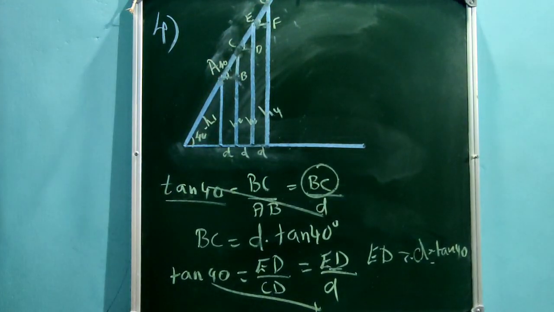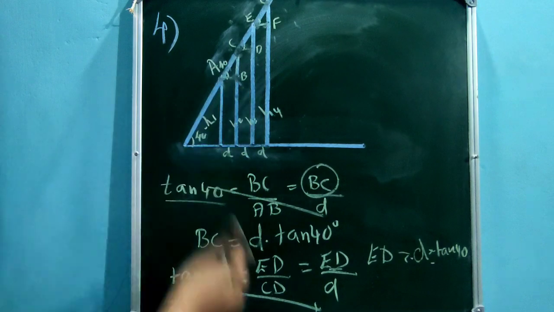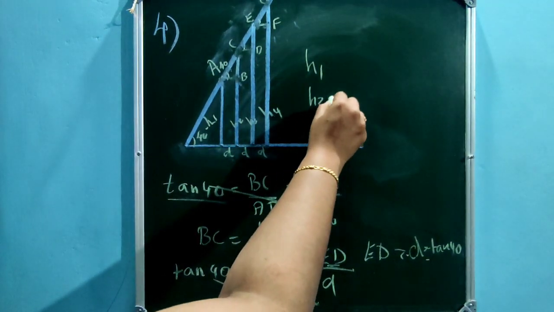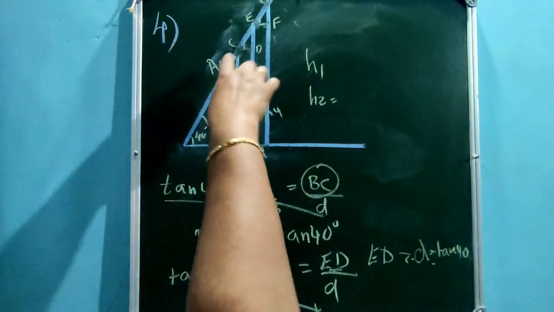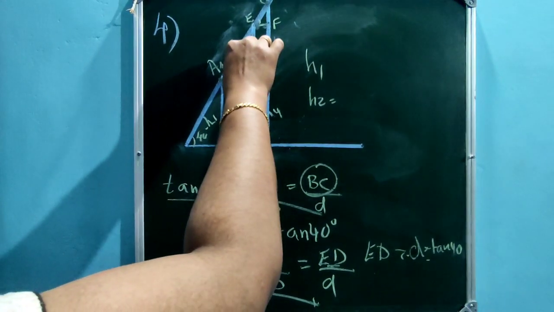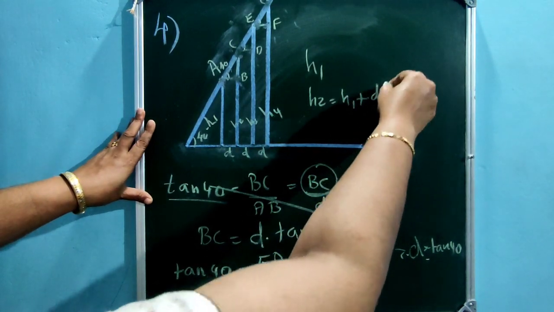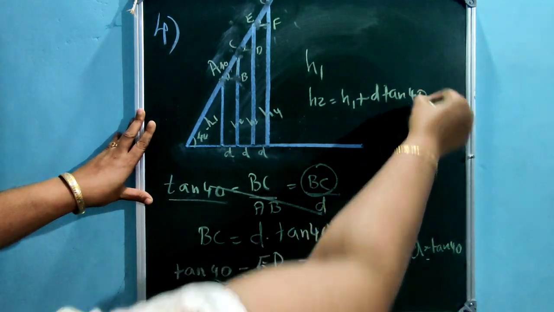So the first one is H1 itself. Then what is H2? H2 is equal to H1 plus this length, which is D tan 40. So H2 is equal to H1 plus D tan 40.